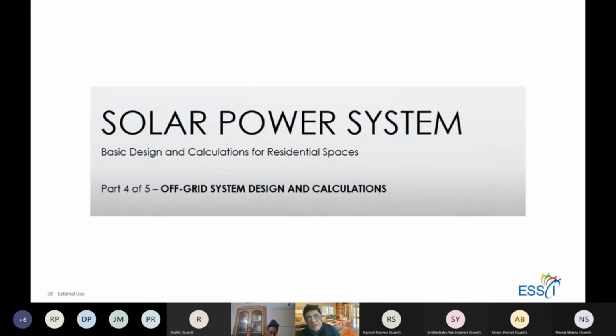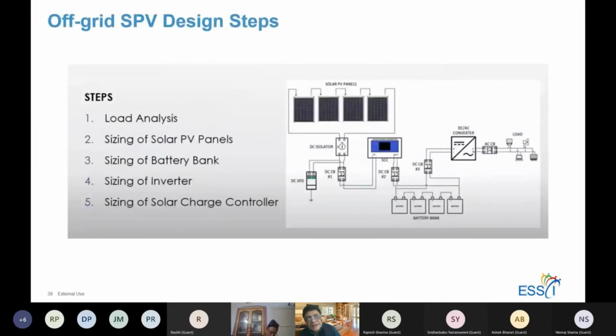So we now come to the off-grid system design. Okay, off-grid circuit, you recall this is a circuit we had shared. You have to go through the same steps. You have to do a load analysis. You have to do a sizing of the solar panel. Then after that, you size your battery bank, and then you size your inverter.